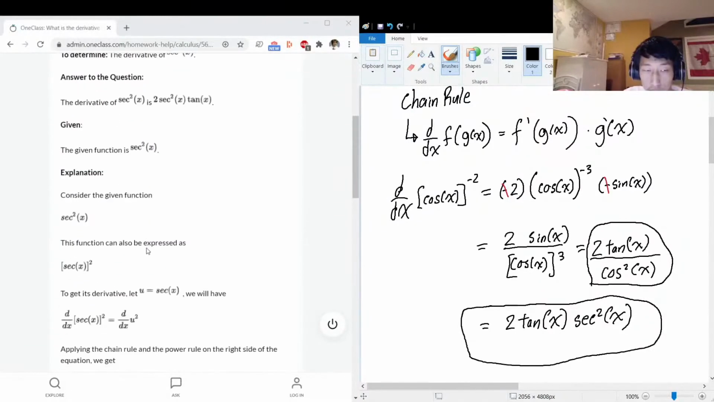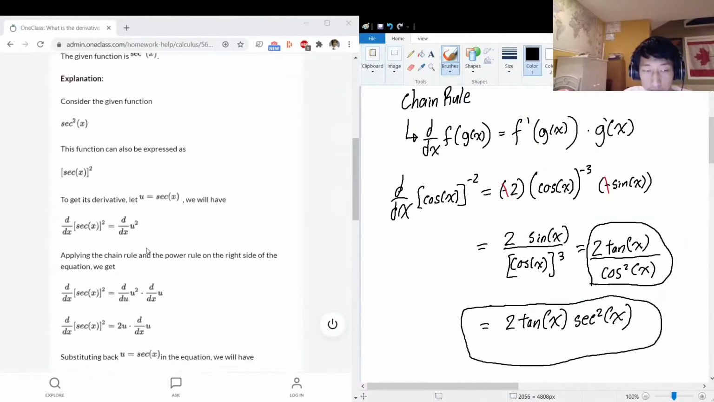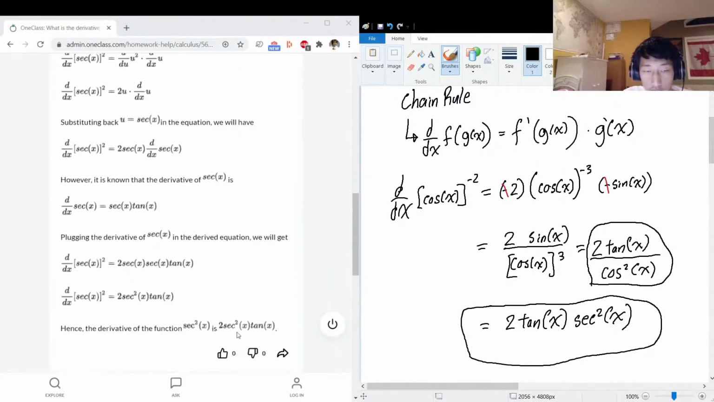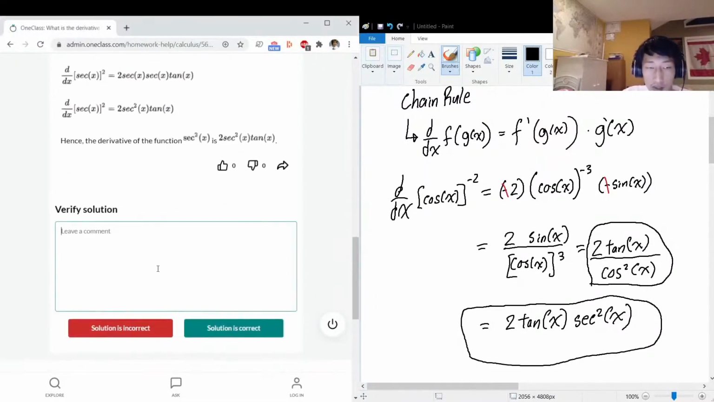Yeah, so it appears that the solution, secant squared times tan times 2, yup, looks good to me. So here, the above solution is correct. Good job. Super. Beautiful.